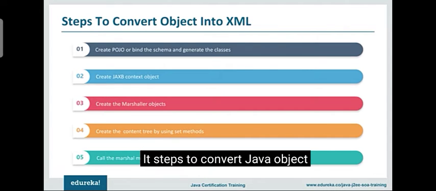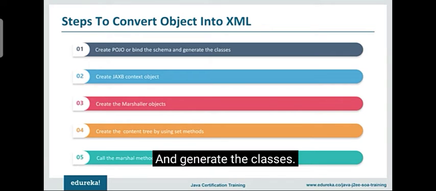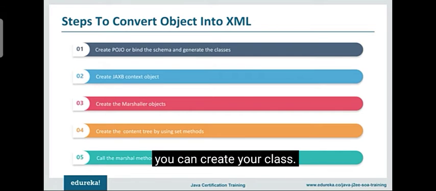It provides additional validation support by the JAXP 1.3 validation API. Steps to convert a Java object into XML: create a POJO or bind the schema and generate the classes. So basically JAXB is nothing but, from the schema, you can create your class.